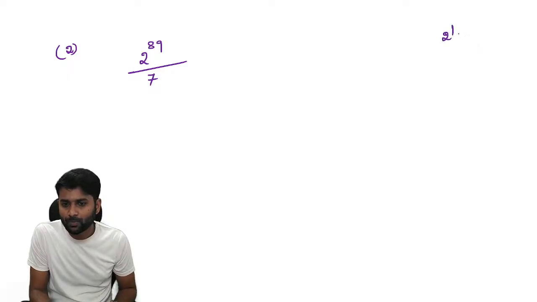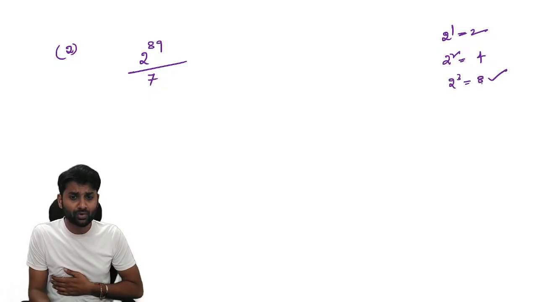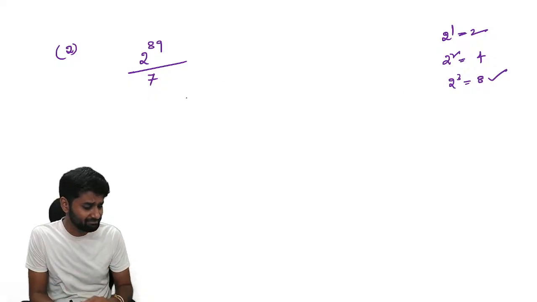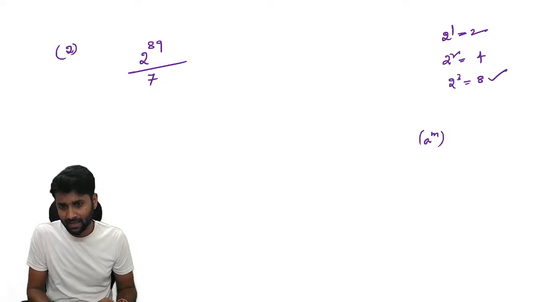You know that 2 power 1 is equal to 2. 2 square is equal to 4. 2 cube is equal to 8. Let's take this scenario. If 2 cube is 8, then 8 is nearer to the 7. Now, you have to use the third one. A power m whole power n is equal to a power mn.